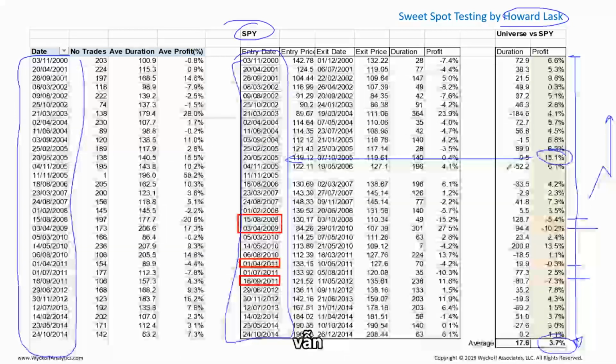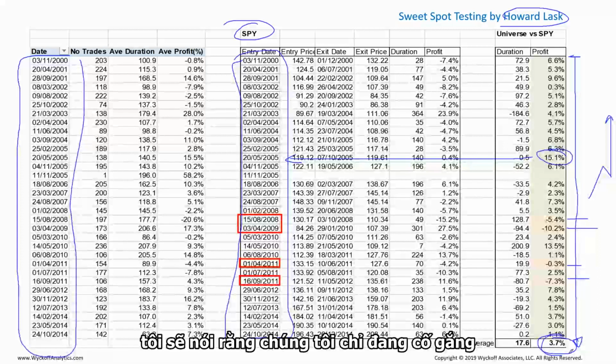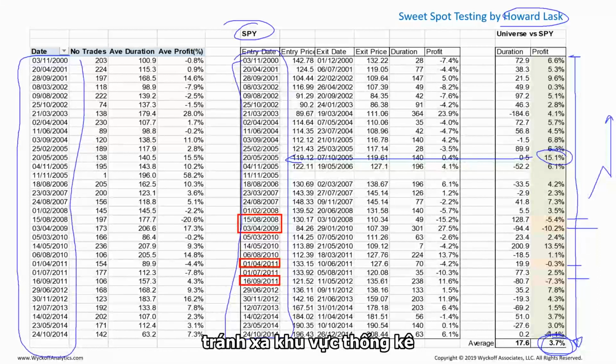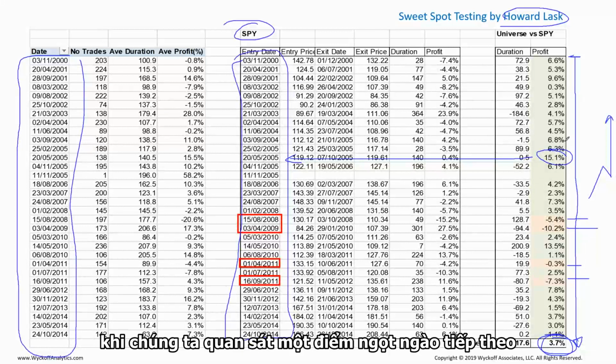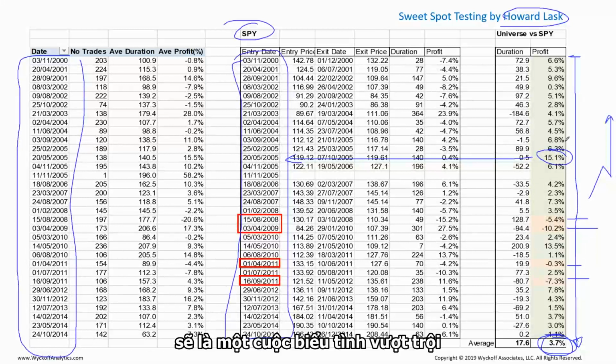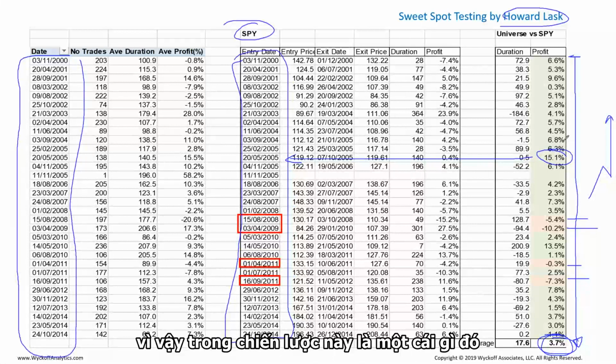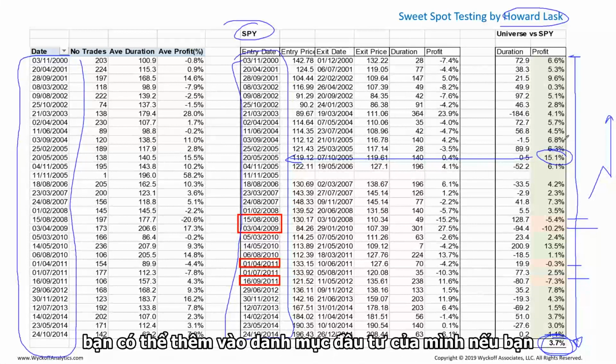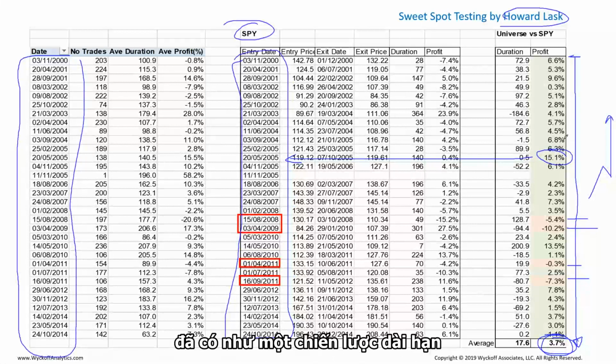But still, I would say that we are just trying to get away from the statistical error, but it looks very promising. It looks really good. In a lot of the cases, when we observe a sweet spot, the next rally is going to be an outperforming rally. So this strategy is something that you could add to your portfolio if you already have a long-term strategy. And I was thinking about this today.